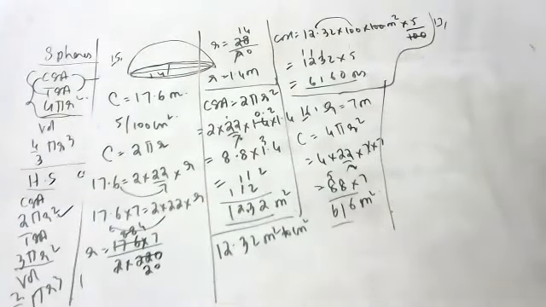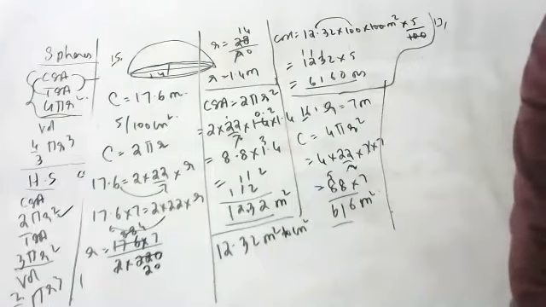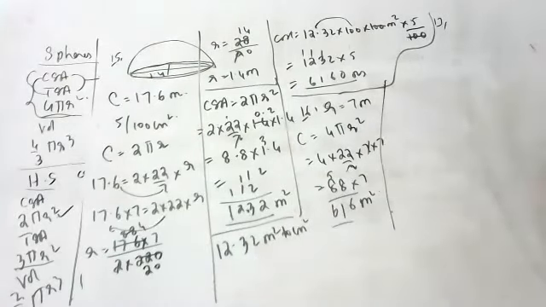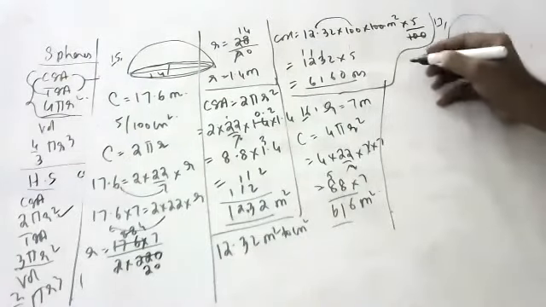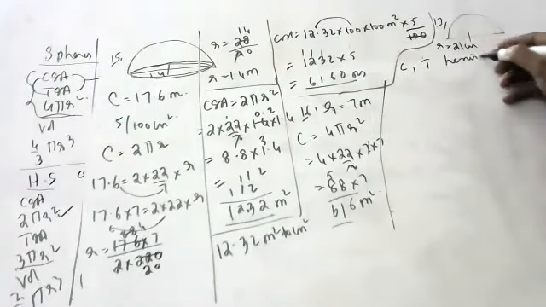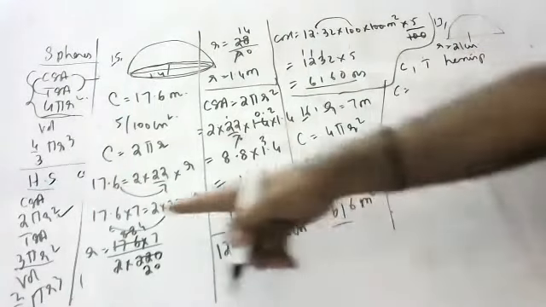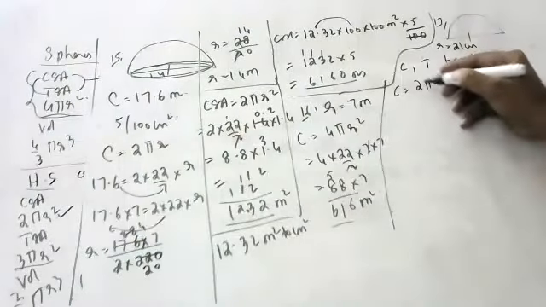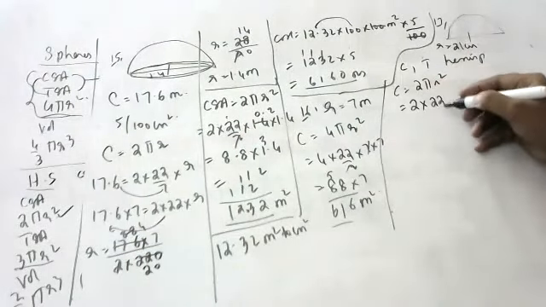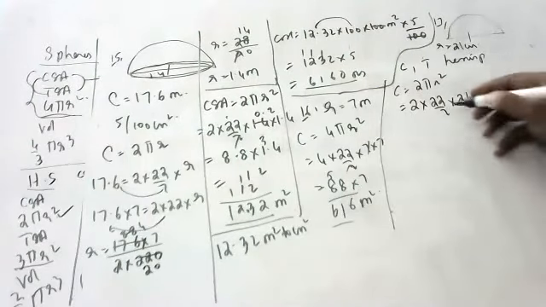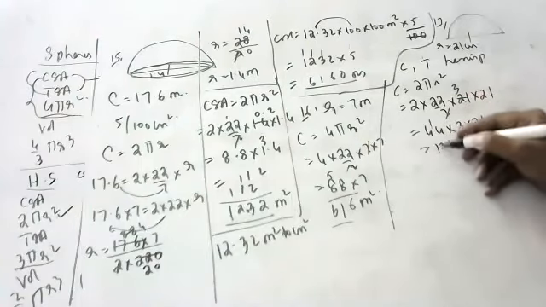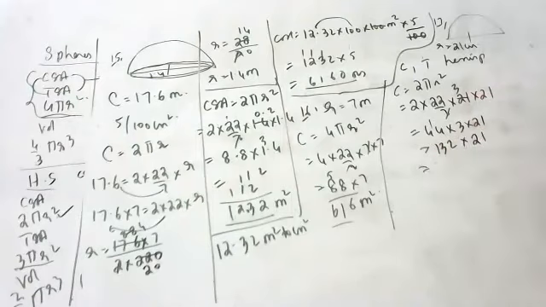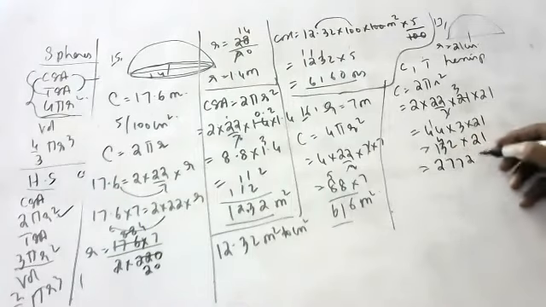Next, Pravalika. Are you there? Yes, sir. Now find the TSA and CSA of hemisphere of radius 21 centimeters. Pravalika, the CSA formula? The CSA is equal to 2 pi r square. 2 into 22 by 7 into 21 into 21. That is 44 into 3 into 21. Can anyone help me? 132 into 21? 2772, sir. So 2772.